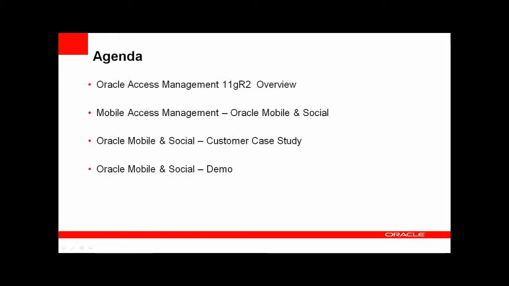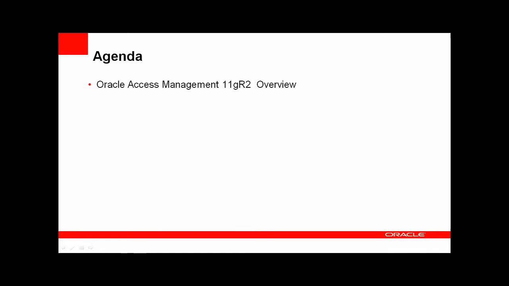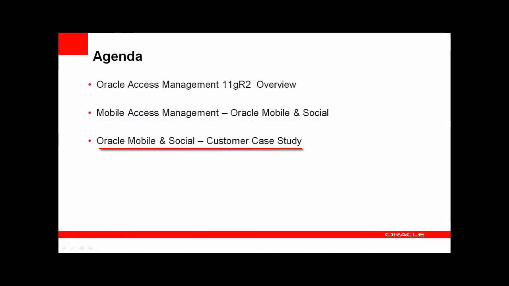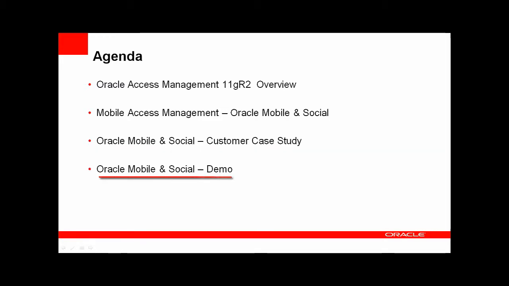And let's look at the agenda. So we're going to go through Oracle Access Management 11G R2 overview a little bit briefly, and then we're going to go through Mobile and Access Management, specifically discussing Oracle Mobile and Social. We're going to go through an Oracle Mobile and Social customer case study, and then we're going to take a look at a short demo of Oracle Mobile and Social.